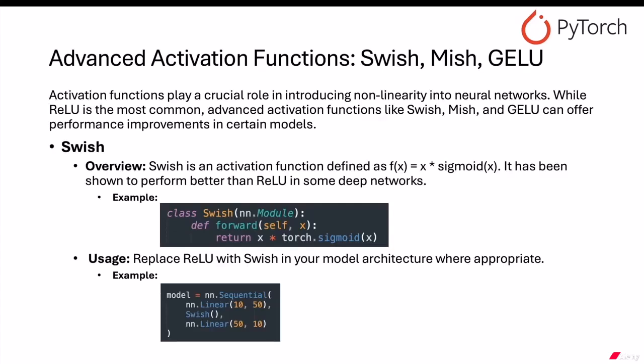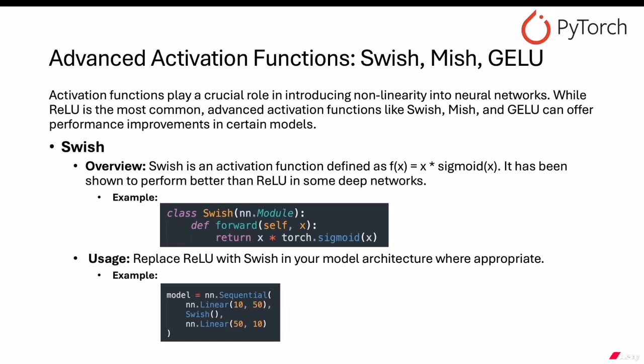Advanced activation functions, which are Swish, Mish, and GELU. Activation functions play a crucial role in introducing non-linearity into neural networks. While ReLU is the most common, advanced activation functions like Swish, Mish, and GELU can offer performance improvements in certain models. Let's look at Swish.